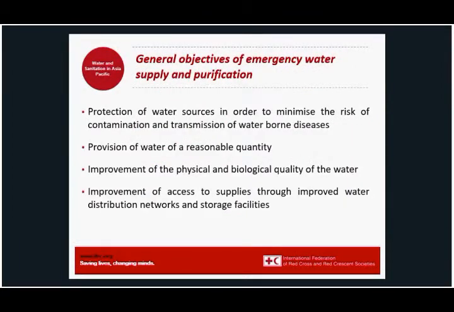Whatever treatment process is selected, the general objectives are the same. There are two immediate objectives, which are to protect the water sources, to minimize the risk of contamination, and to provide water of a reasonable quantity. As the medium-term objectives, we have to continue to improve both the treatment and the access. So the first two points are immediate objectives, and the second two points are medium-term objectives.